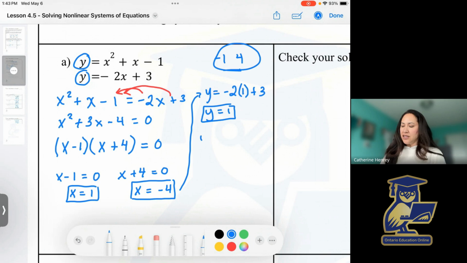And so for the second x value, I'll plug that into the same linear equation. So -2 times -4 plus 3. And y in this case is going to be equal to 8 plus 3 is 11. So here we have two solutions, and I'm going to write them out here. We have 1, 1, that's the first solution, and the second solution is -4, 11.